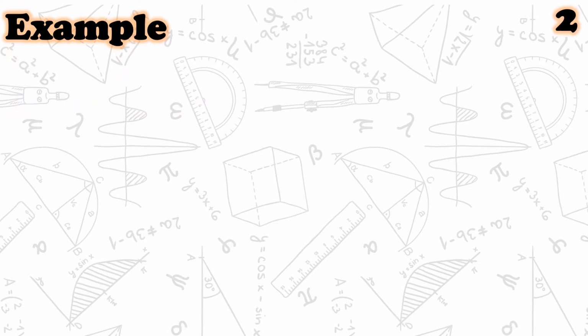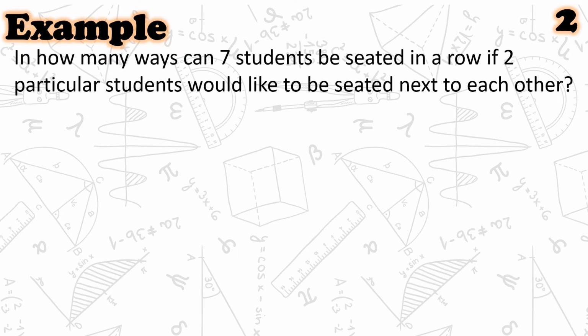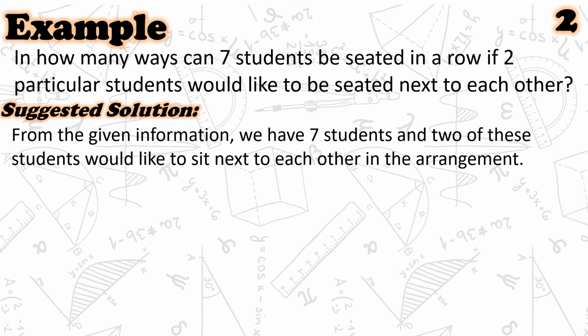Let us have example number 2. In how many ways can 7 students be seated in a row if 2 particular students would like to be seated next to each other? Here's our suggested solution. From the given information, we have 7 students, and 2 of these students would like to sit next to each other in the arrangement. In this case, the 2 students will be together in whatever arrangement we may have. Therefore, it's like we are just arranging 6 students in a line.